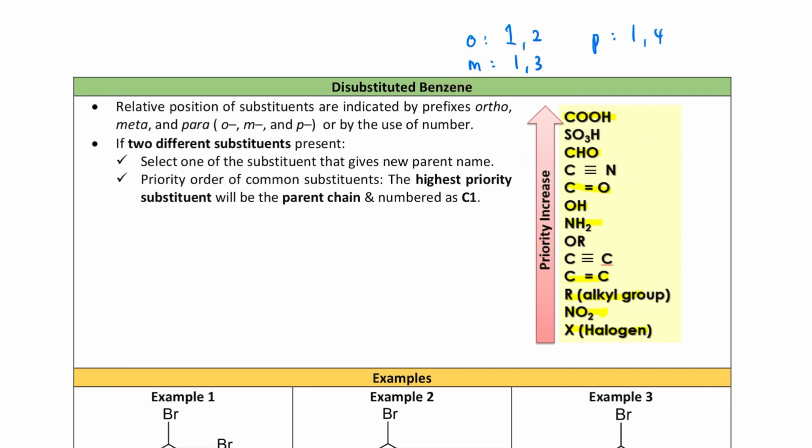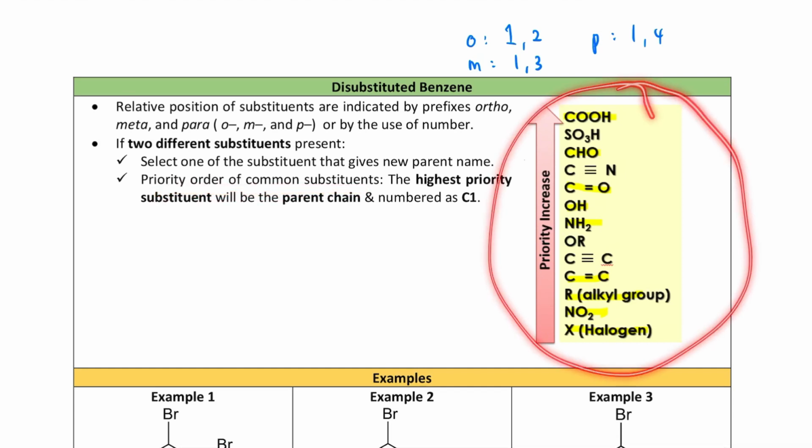Alright, so kita settle. Next kita kata if two different substituent. Okay, kalau ini usually kalau dua substituent yang sama lah. Okay, what if we have two different substituent? Okay, dua substituent yang berbeza, kita kena select one of the substituent yang akan jadi parent name. Okay, so kita kena tengok antara dua substituent tu yang mana akan jadi parent. So how to determine dia punya parent tu, kita kena tengok priority. Okay, priority order of common substituent.